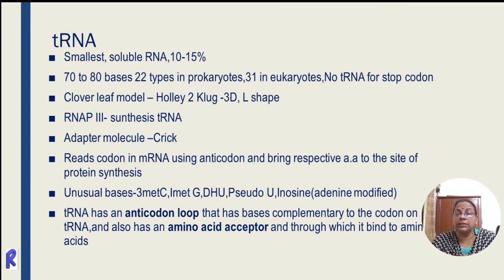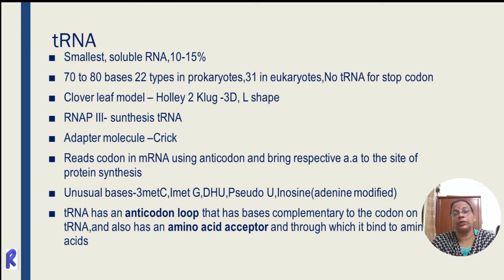When we say tRNA, there will be approximately 70 to 80 bases only. Since there are only 20 amino acids, the types of tRNA are a maximum of 22 in prokaryotes and a maximum of 31 in eukaryotes. And there is no tRNA for stop codons. The two-dimensional shape of the tRNA was proposed by the scientist Holley, and the three-dimensional structure was proposed by the scientist Klug.